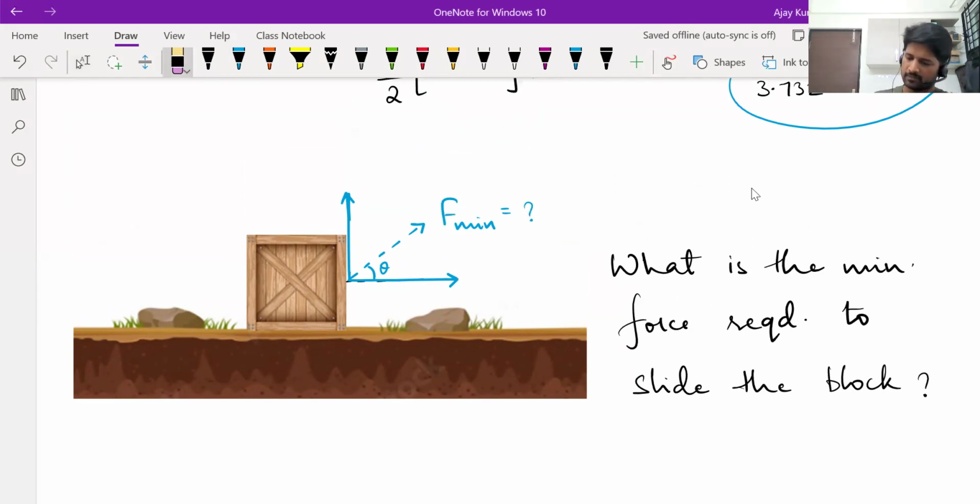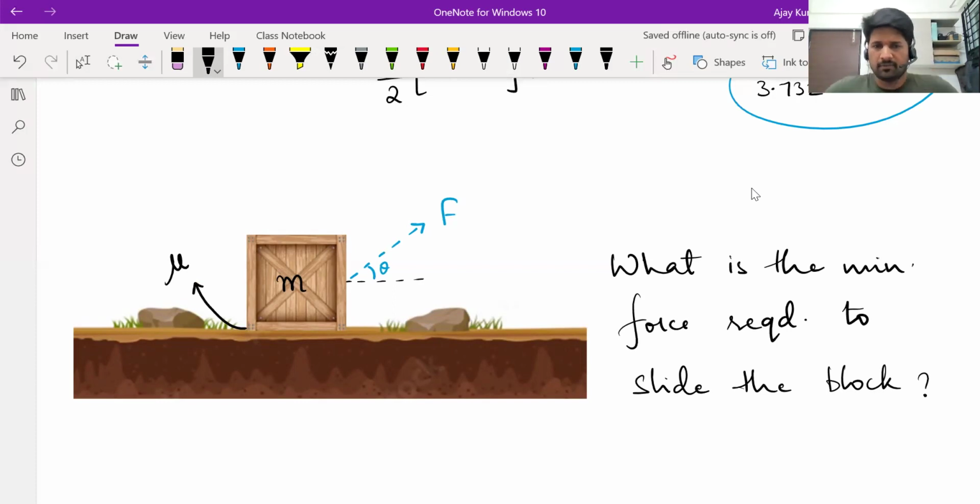Okay. Let's say we are applying a force F like this at an angle theta. And let us make it even more general. Let's say the mass is m. Coefficient of static friction is mu. Instead of writing mu s, I'm only writing mu, just to make it simpler. One of you quickly tell me what other forces act on this block and how much are they?